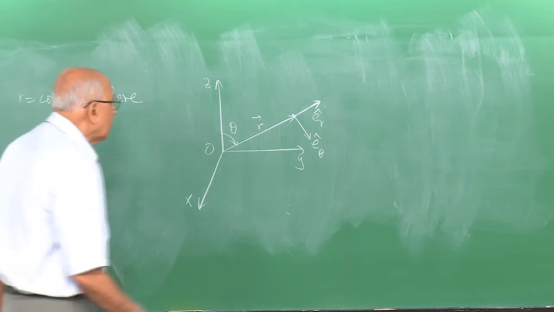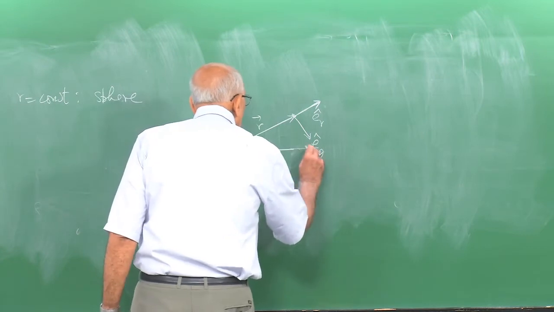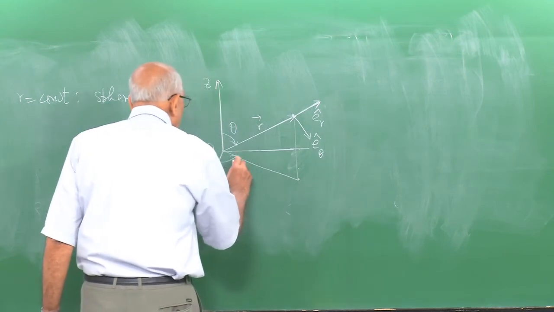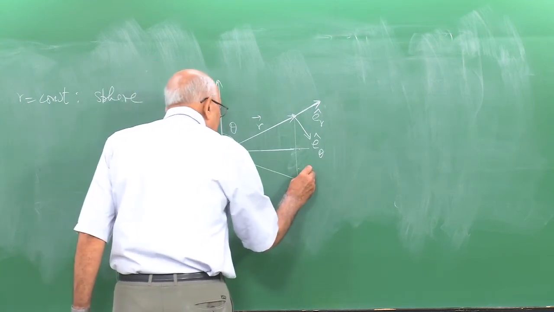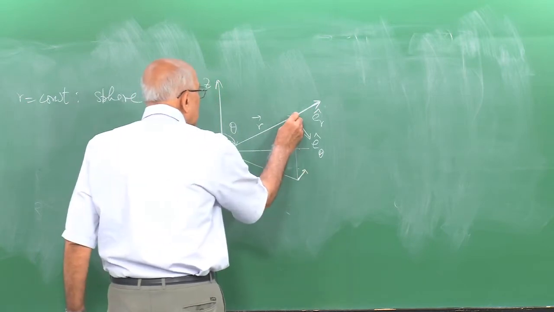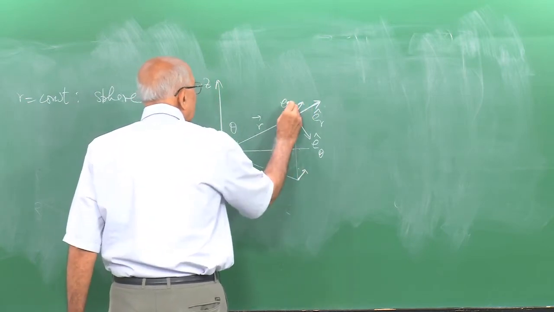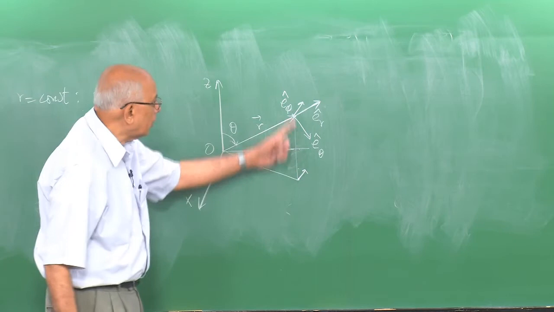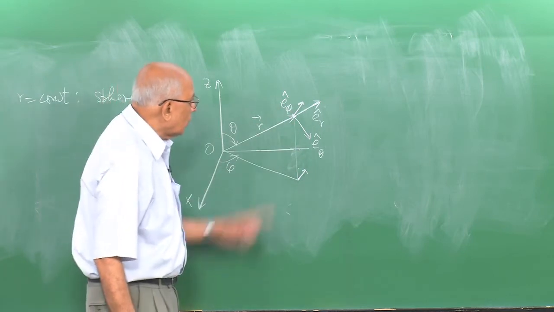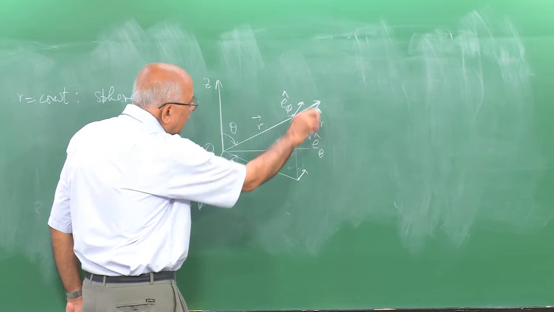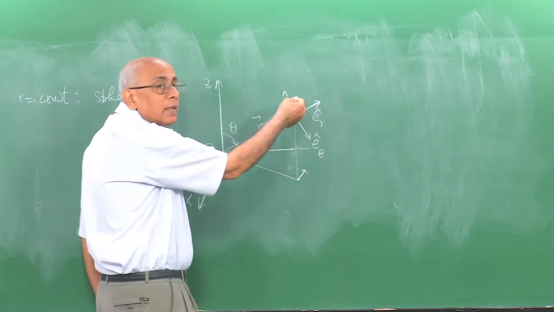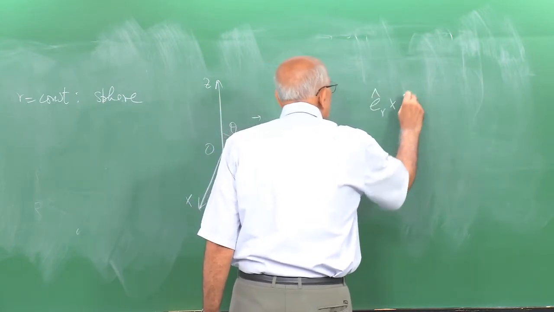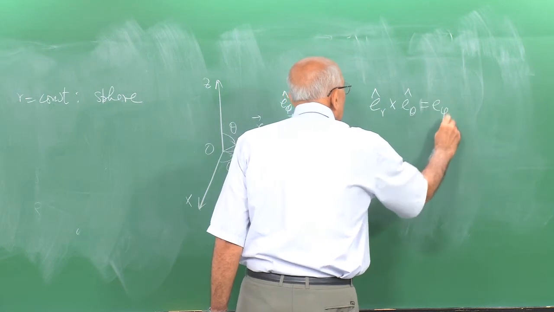And what about E phi? Well, if I draw my original projection as before, and this angle is phi, then an increase in phi will take me into the plane of the board. That's the unit vector E phi. So now you can see that if I take E r and take a cross product with E theta, I'm moving into E phi. So I have the first of these relations, E r cross E theta equal to E phi.